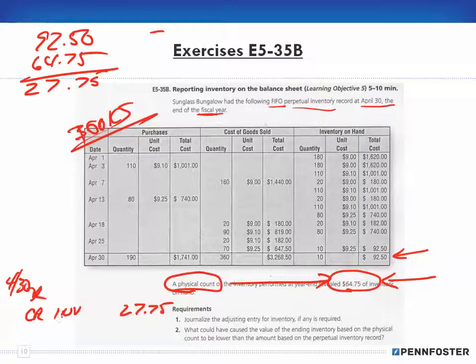debits have to equal credits. And so, if we're taking it out of inventory, it has to go over to our cost of goods sold for $27.75. So that's my journal entry to adjust my inventory to the physical count. Now it says here, what could have caused the value of the ending inventory based on the physical count to be lower than the amount based on the perpetual inventory record?